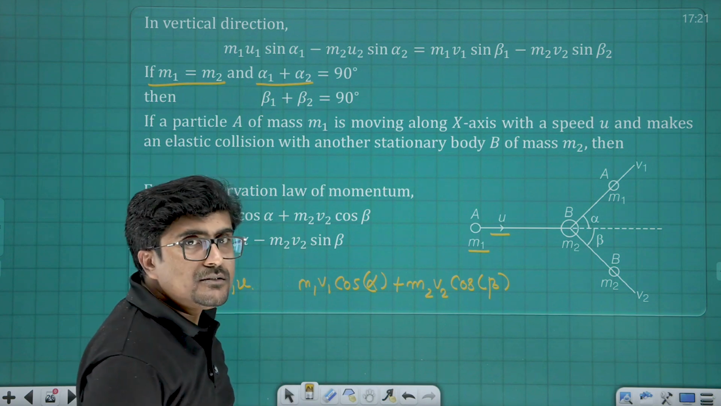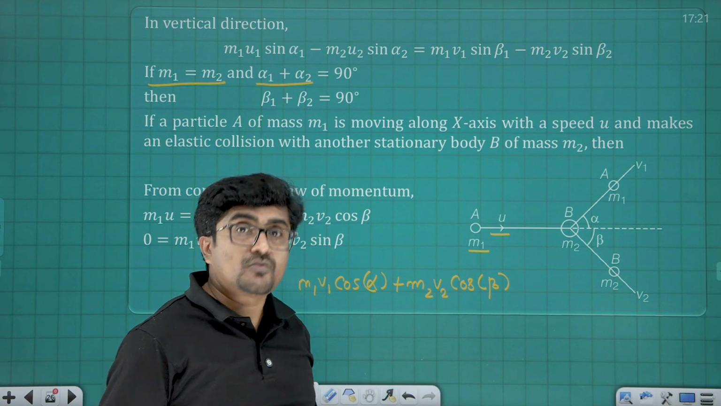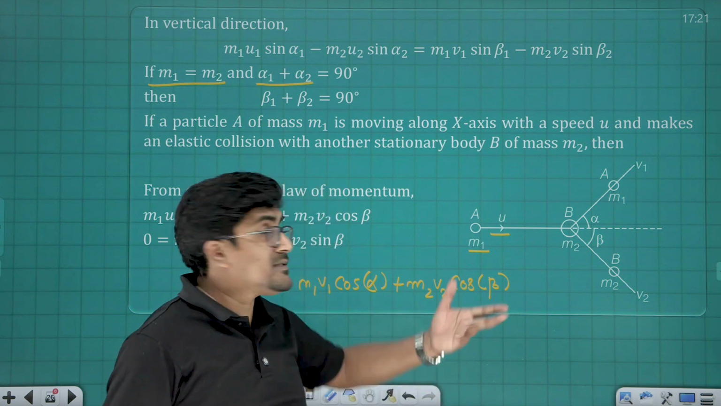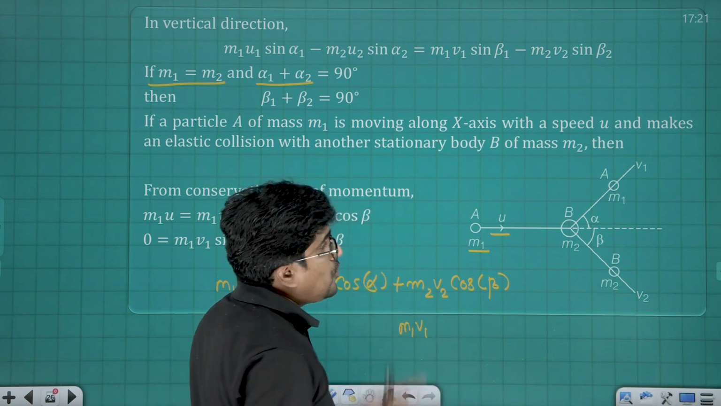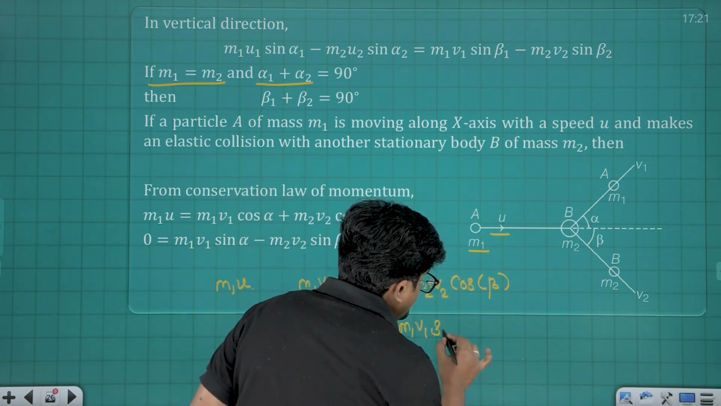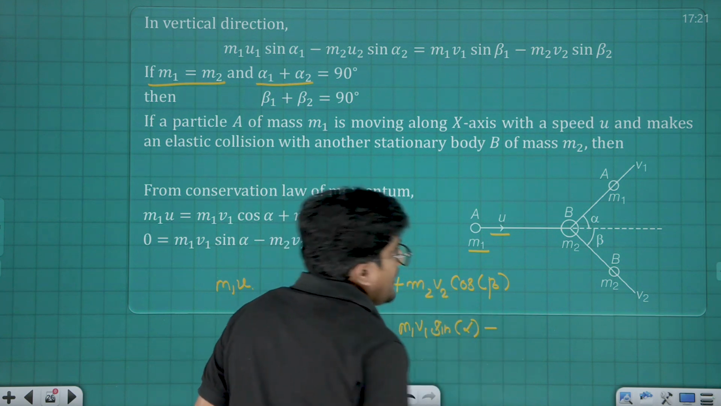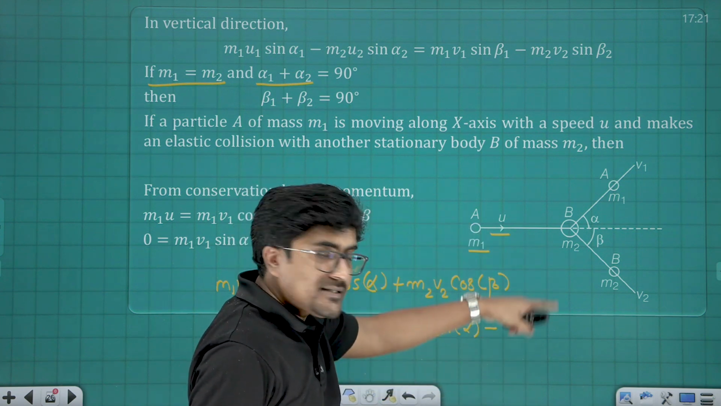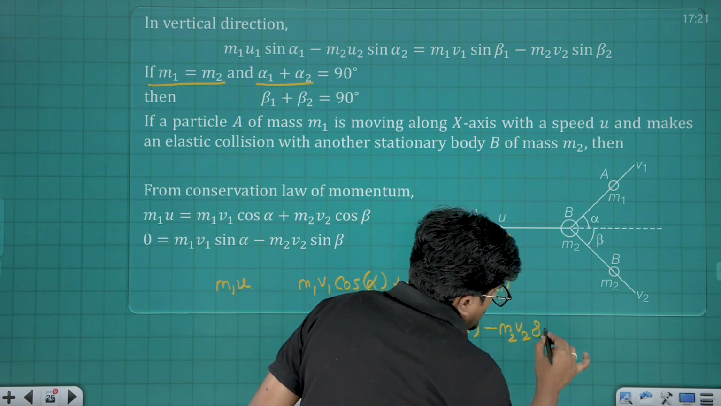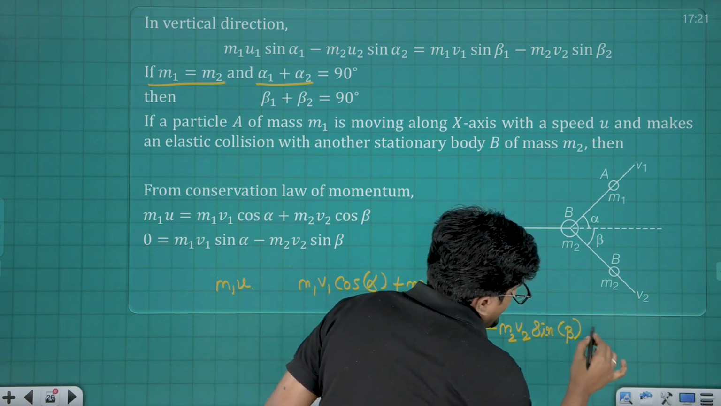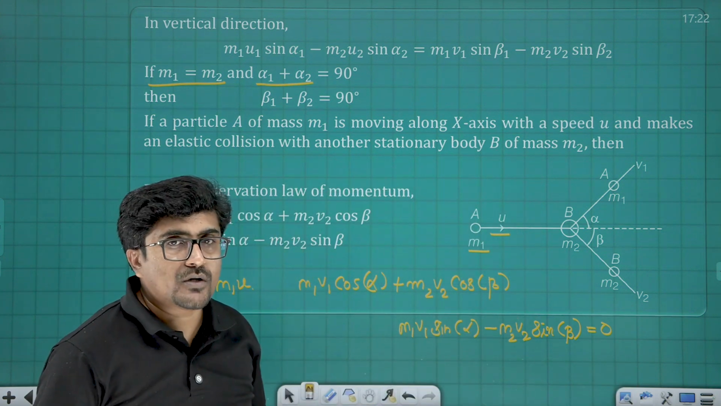And for the y-axis, you know that there is no initial linear momentum along the y-axis. So the final linear momentum along the y-axis also needs to be 0. That means m1 v1 sine alpha in the upward direction, and I am taking the upward direction as positive and the downward direction as negative, so minus m2 v2 sine beta needs to be equal to 0, because the initial linear momentum along the y-axis was 0.